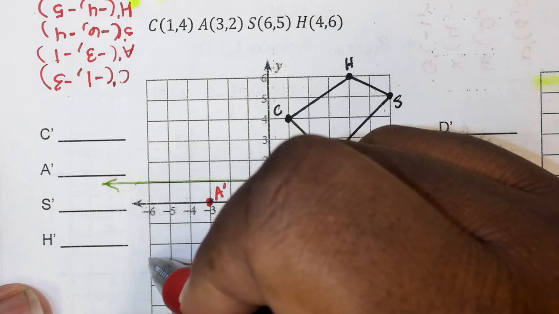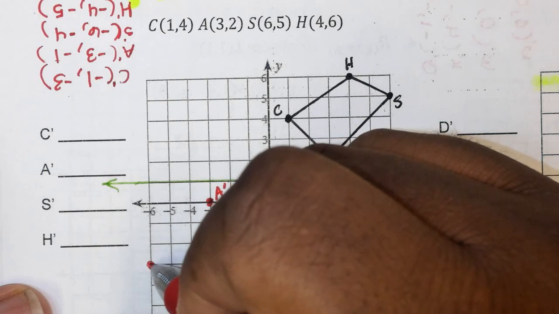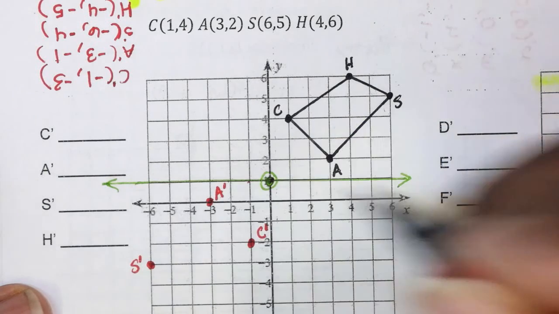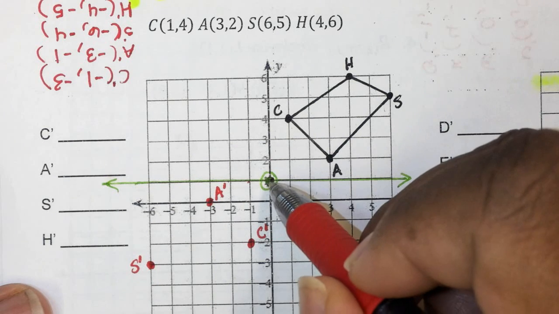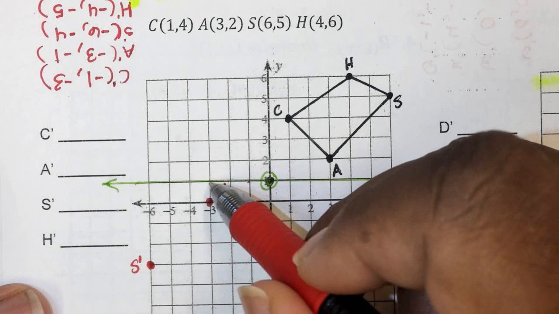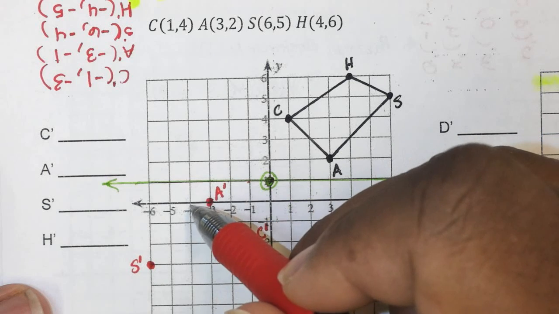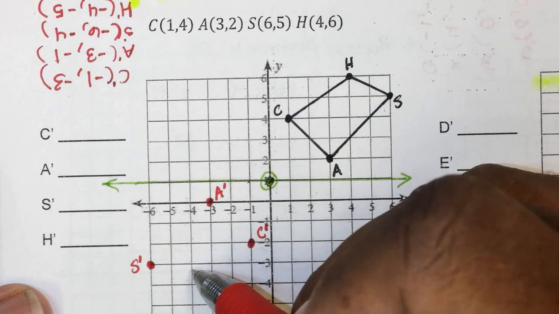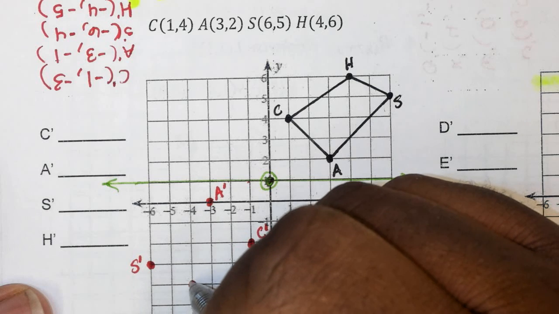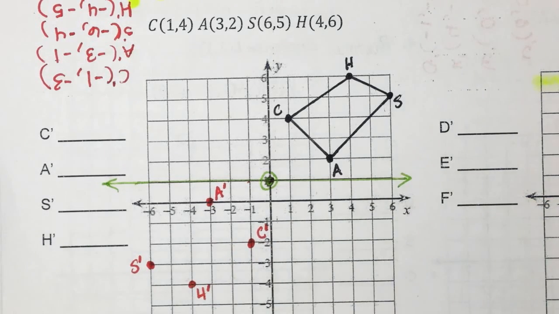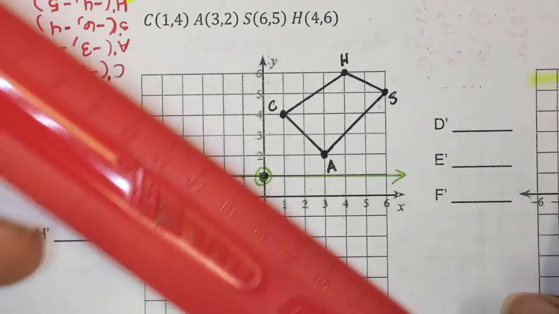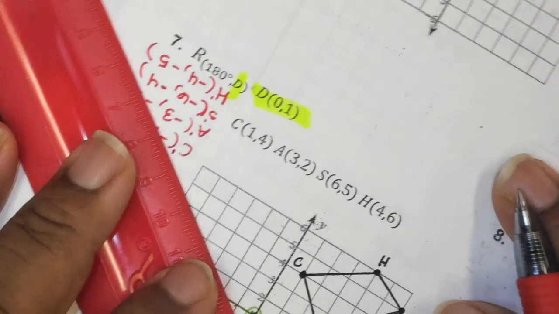-1, 2, 3, 4. S prime. Last one, -4, -5. -1, 2, 3, 4, down -1, 2, 3, 4, 5. H prime. Get that, connect your points.